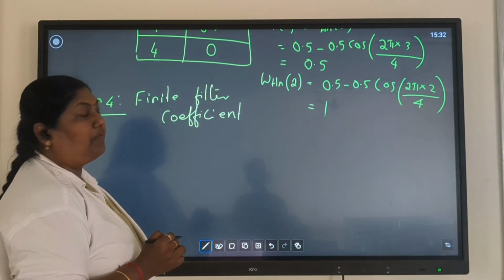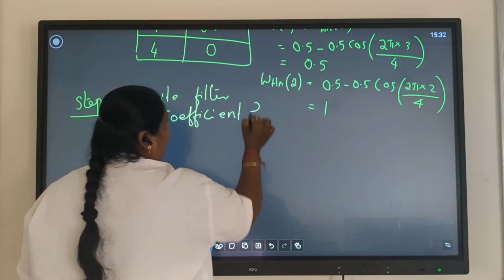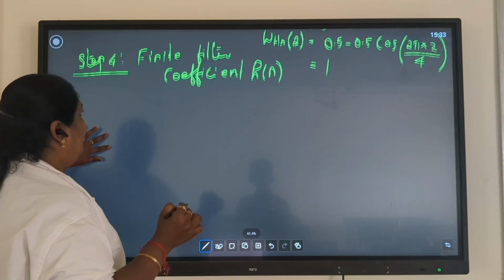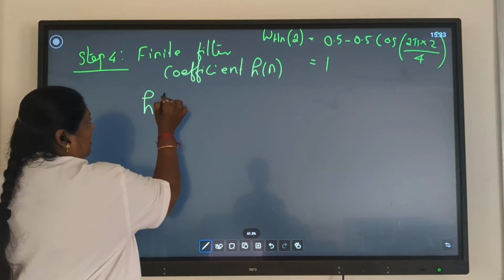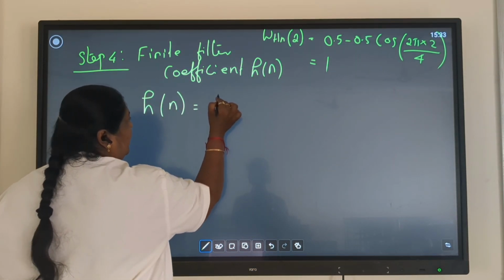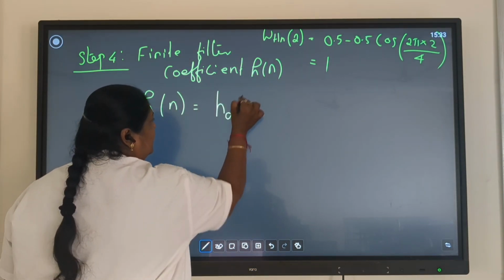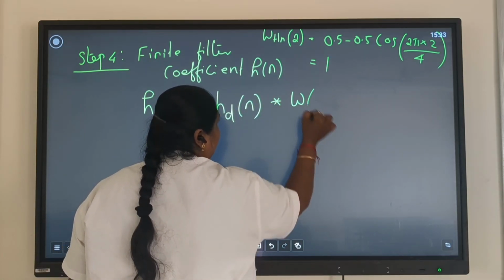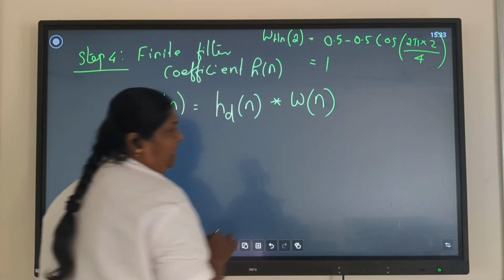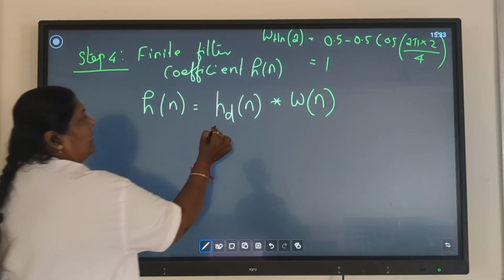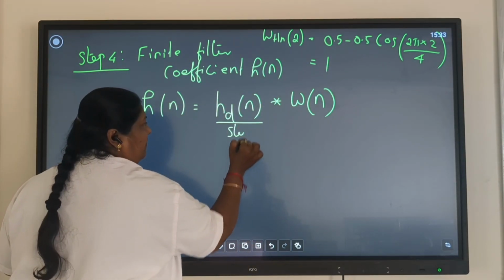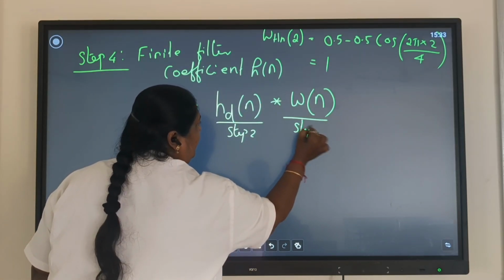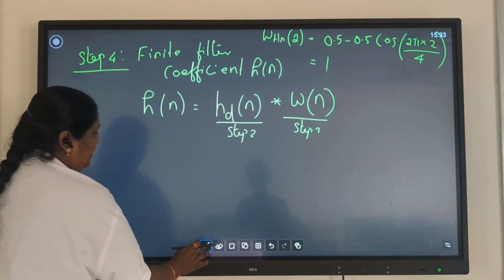I want to get the finite filter coefficient h of n. How can I get this h of n? H of n can be got by multiplying the infinite impulse sequence hd of n into the window function w of n. So already this I have got in step 2, and this I have got in step 3.